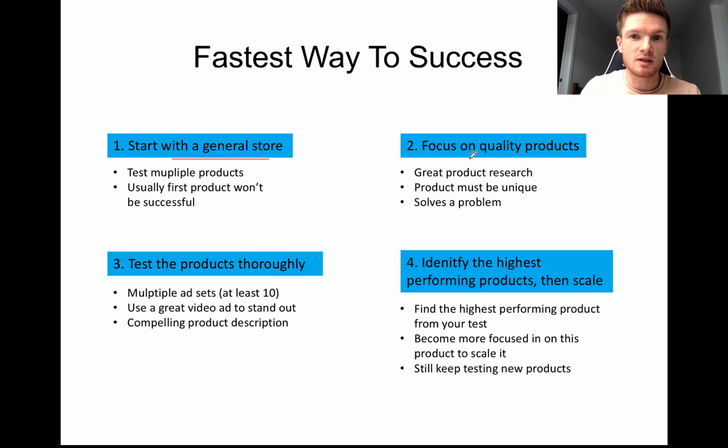And then you want to focus on quality products, so be great at product research. Now in this video later on I'm going to show you how to have a proper product research system in place so you can always find winning products. And then your product must be unique and it must solve a problem. So problem solving products sell way better than passion products or other products like that through Facebook ads, because they stimulate an impulse purchase.